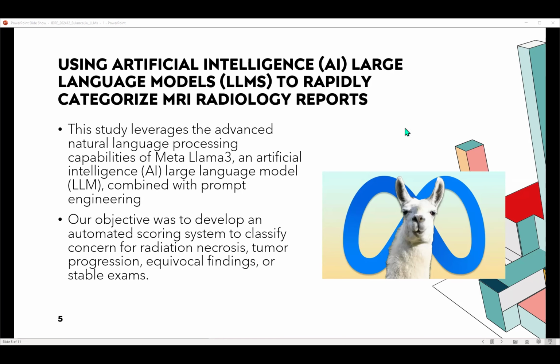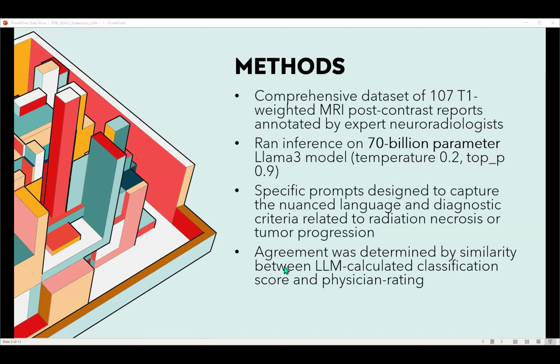And so we wanted to use a large language model, combined with prompt engineering, to develop an automated scoring system to classify the concern for radiation necrosis, so that we can then move into analyzing this very, very large set of data of thousands of MRI images. So in our pilot study, we utilized a smaller set, 107 T1 weighted MRI post-contrast reports.